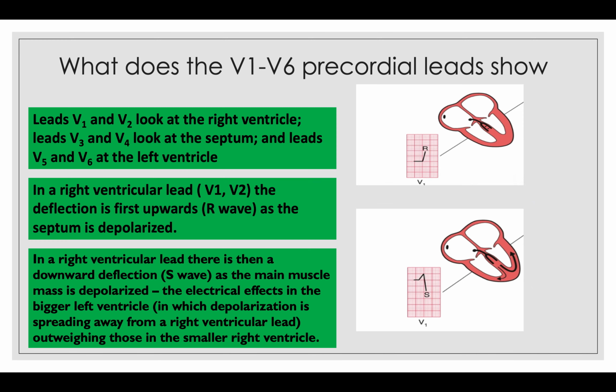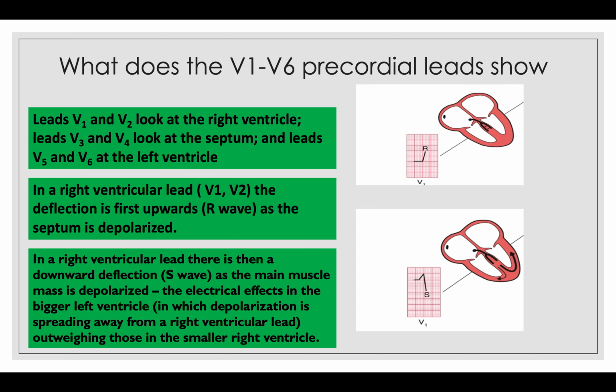Now, just to make this short and simple, leads V1 and V2 look mainly at the right ventricle, whereas V3 and V4 look mainly at the septum, and leads V5 and V6 look at the left ventricle. So I want you guys to always memorize this and remember this.